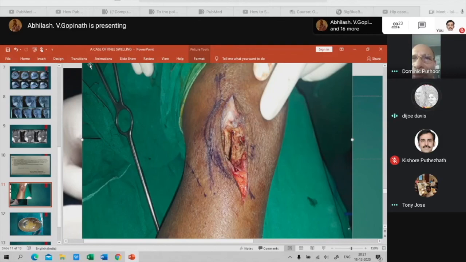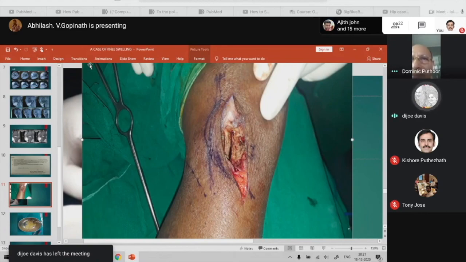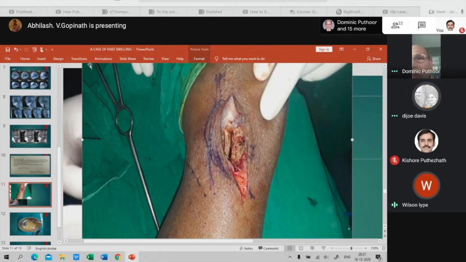So it is a possibility that it is arising from the medial meniscus. A meniscal tear is also there in the MRI, so there's a chance that it can be a meniscal cyst. Considering the consistency of the material, could it be an intraosseous ganglion?